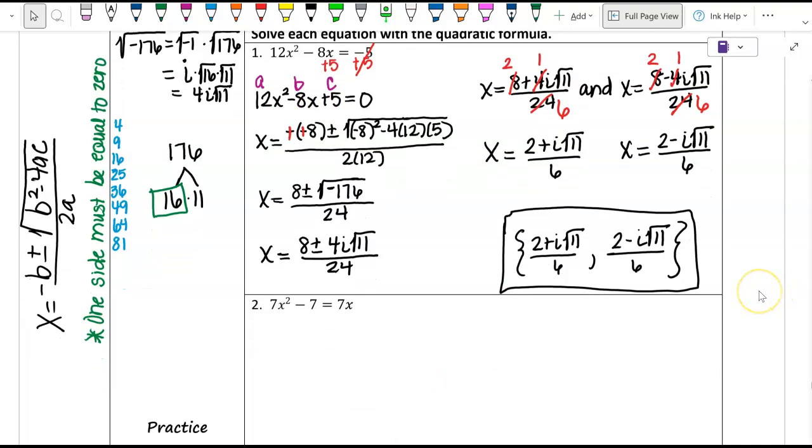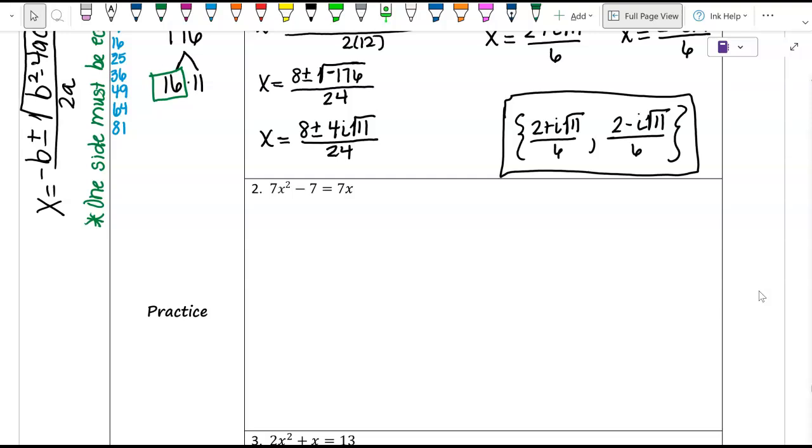All right, number 2. 7x squared minus 7 equals 7x. So we're going to subtract 7x from both sides. And again, this is where it's important we make sure and put that in standard form. So it becomes 7x squared minus 7x minus 7 equals 0.